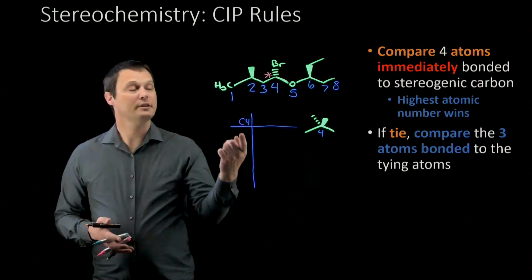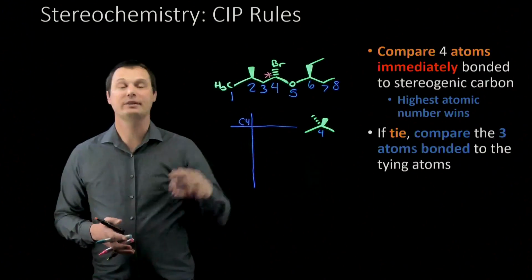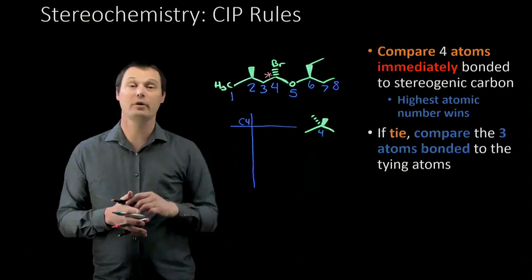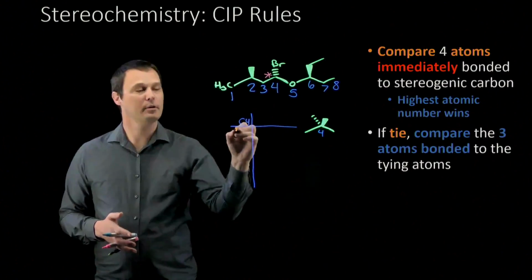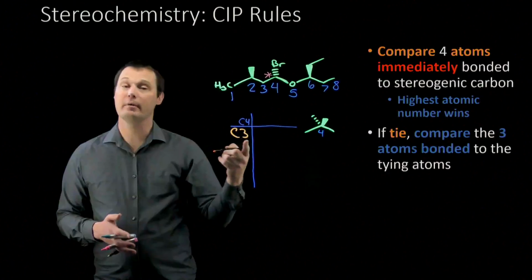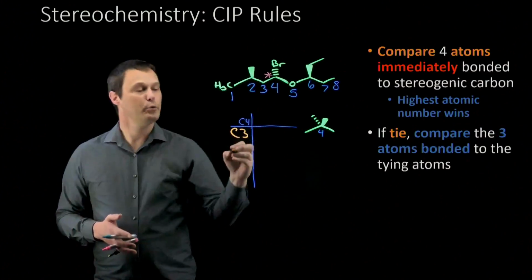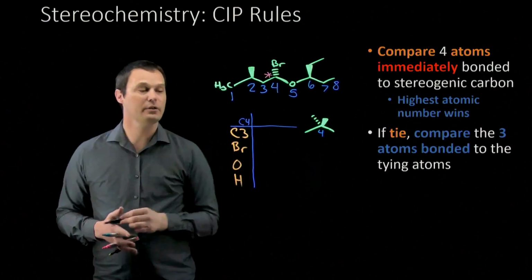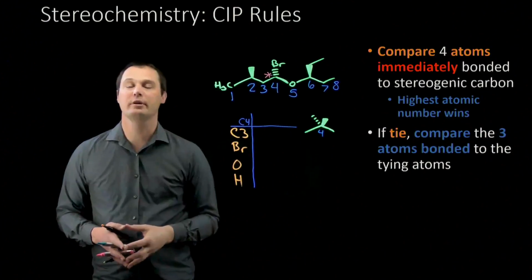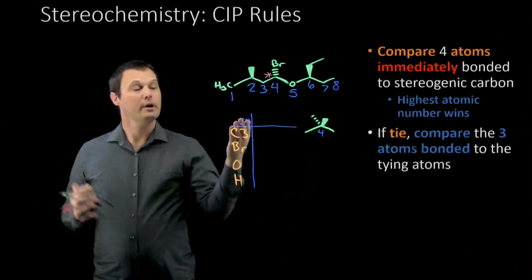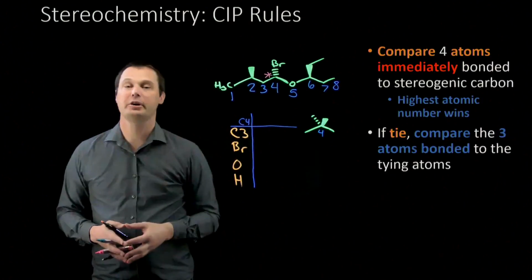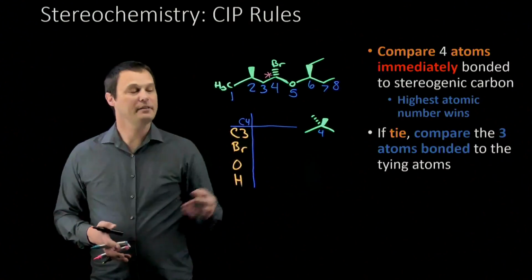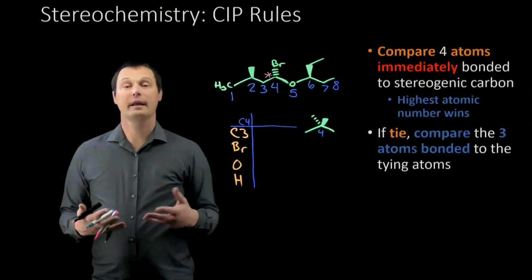So the first thing we need to do is find the 4 atoms immediately attached to the stereogenic carbon. For carbon number 4, the 4 elements immediately attached to carbon number 4 are carbon number 3. I would recommend including the carbon number label, the bromine on the dash, the oxygen, and the implied hydrogen on the wedge. These are the 4 elements immediately attached to carbon number 4. I'm not looking at the whole group, just the immediate element attached to our stereogenic carbon. From here, I'm looking to see if any of these elements are listed only once. If they are, then I can prioritize them.